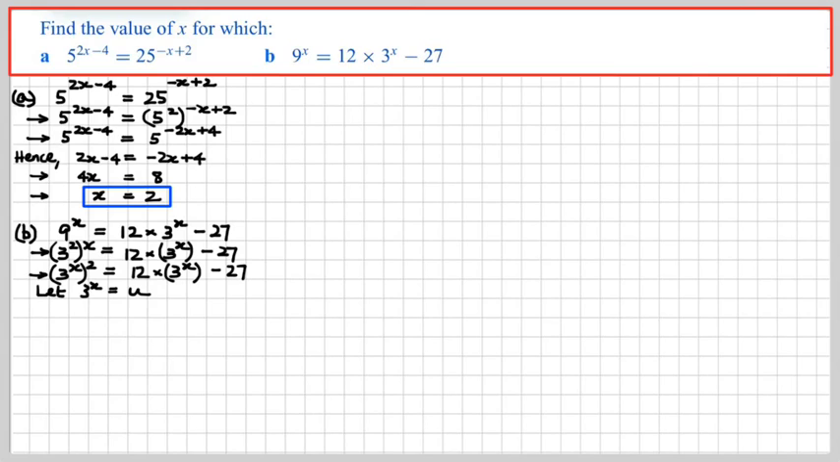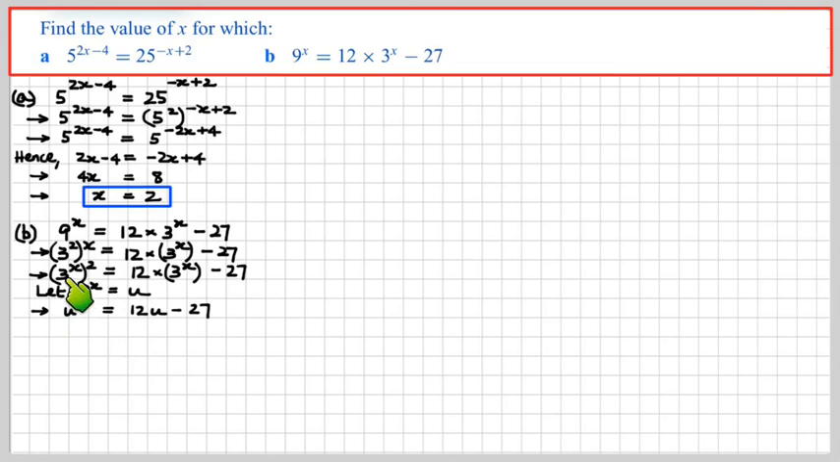So what we're going to do is we're going to call 3 to the x u, and we will rewrite that equation in that way. Then once we get out of danger, we get some values for u, we'll then re-express it in terms of what u really was. So if you don't get what I mean, I'll show you.